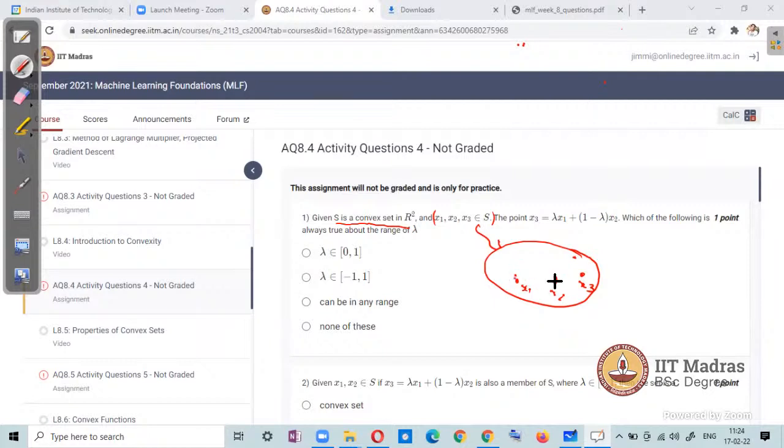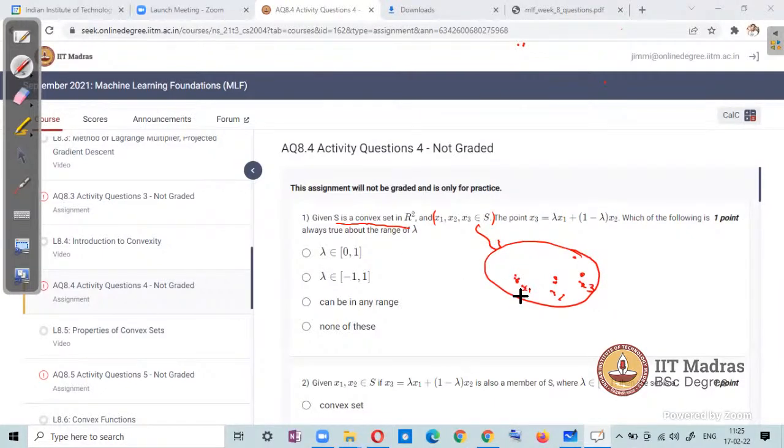If I put it at any other place, then our lambda value will be more than 1. If we place it here, the lambda value will be negative. So that's why I intentionally don't want to put x3 in between these two points. In that case only we will be able to see that lambda value is more than 1. So that's why I'm drawing it like this.